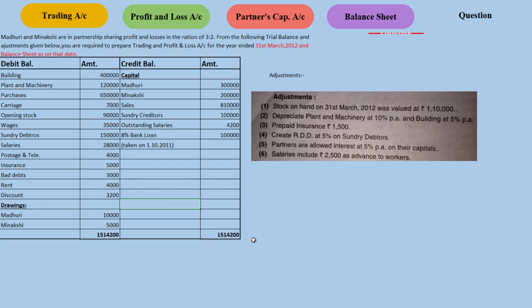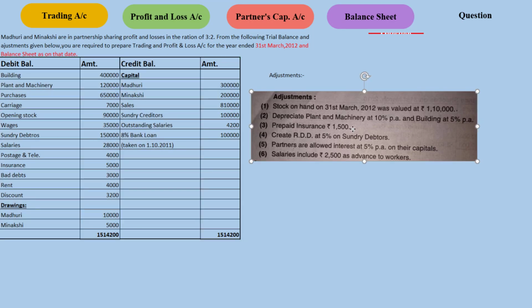This is a final account sum. This is the trial balance, which consists of a debit and credit side. Debit side items are to be posted on the debit side, and credit side items are to be posted on the credit side. Every item of the trial balance should have a single effect.